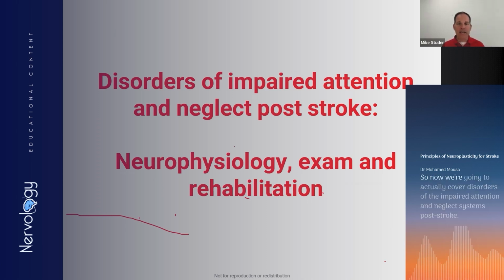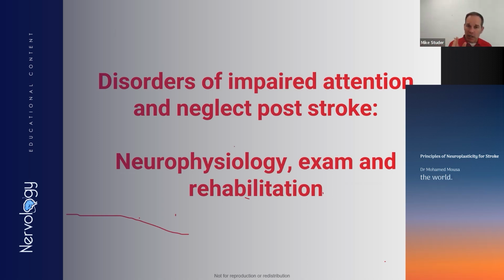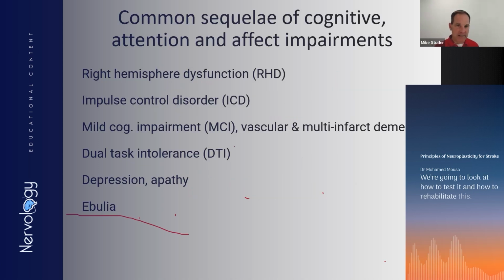All right, so now we're going to actually cover disorders of the impaired attention and neglect systems post-stroke. So we're going to look at what happens when an individual's lesion in the brain has caused them to neglect one part of their world or have insufficient attention across the world. We're going to look at how to test it and how to rehabilitate this.